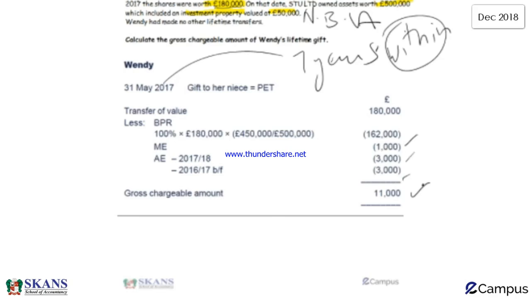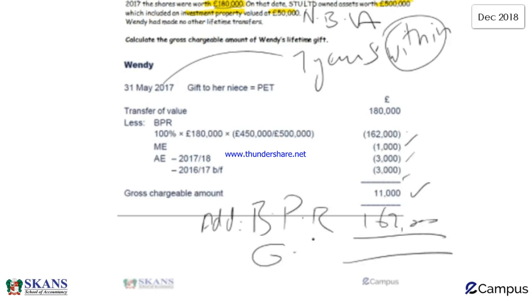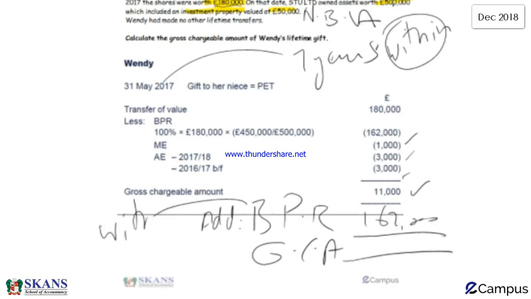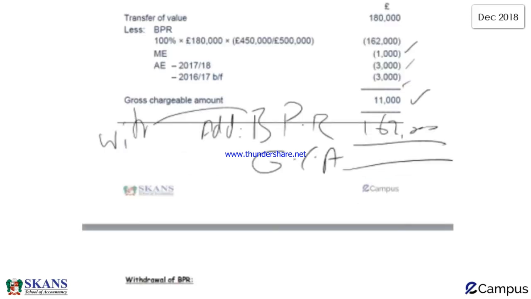whether the BPR would remain or it will be withdrawn, because there are 2 reasons why, sometimes, in the death calculations, we need to add the amount of BPR back and calculate a new GCA. When do we have to do that? Whenever BPR is withdrawn. So when do we need to add this BPR back in while doing the death calculations? If any of the following 2 happens.